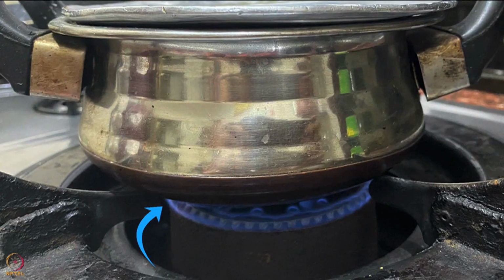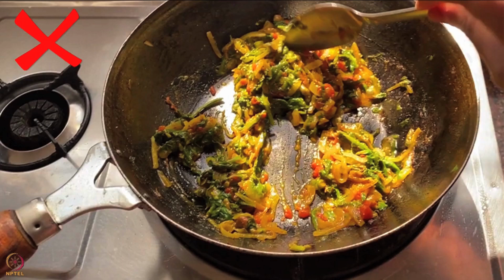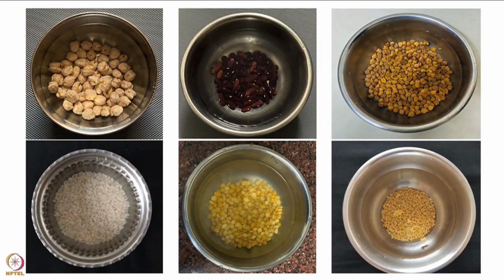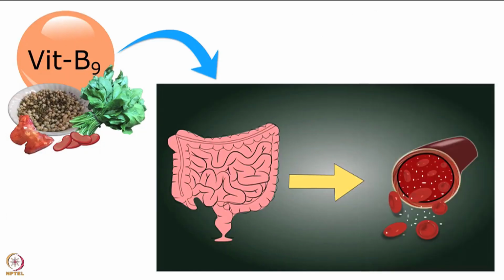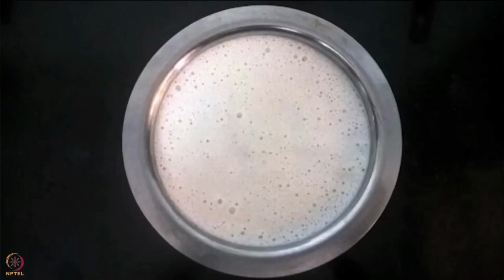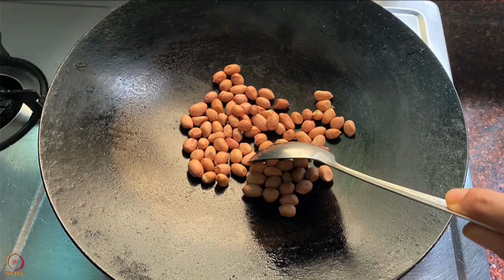Cook on low to medium flame. Avoid repetitive heating of food. Soak pulses and beans overnight before cooking. This will reduce the cooking duration. For absorption of folate, fermentation and roasting will help.